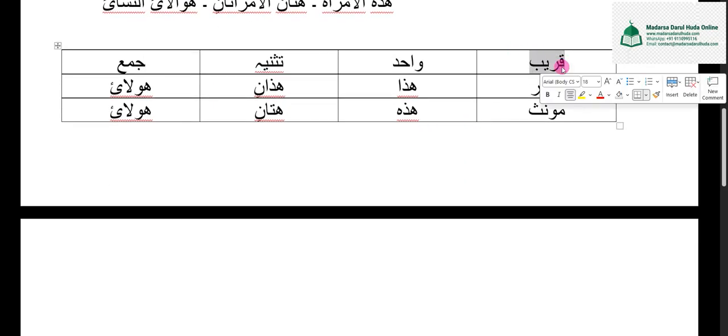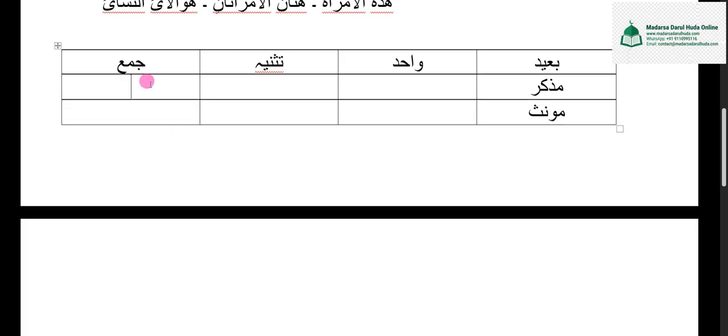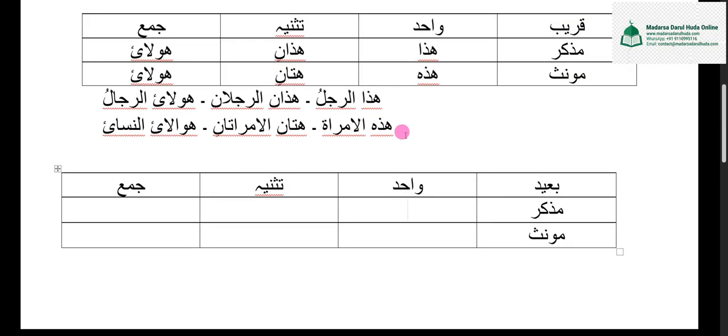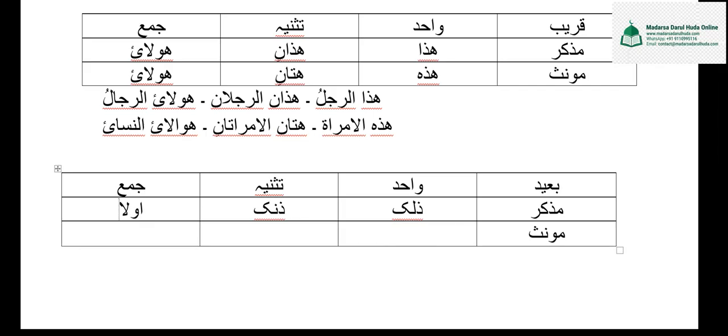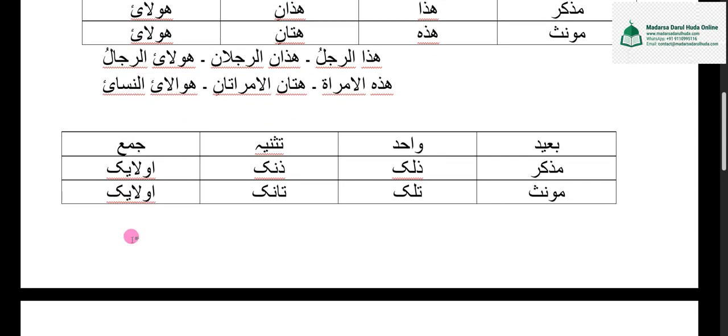Then we have ba'id, when musharun ilayhi is far away from us. In Arabic language, for far musharun ilayhi, we have a different type of isme ishara. Zalika for wahid muzakkar, zanika for tasniya muzakkar, ulaika for jama muzakkar. Tilka for wahid muannas, tanika for tasniya muannas, and ulaika for jama muannas.